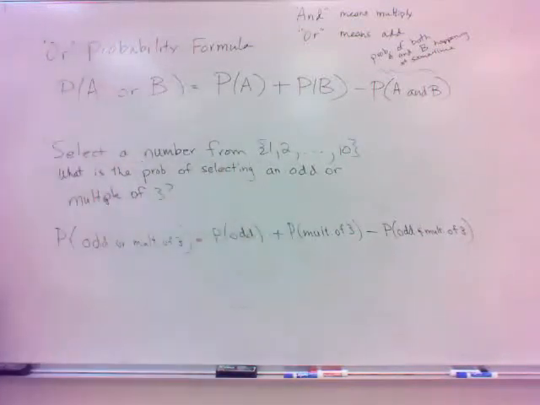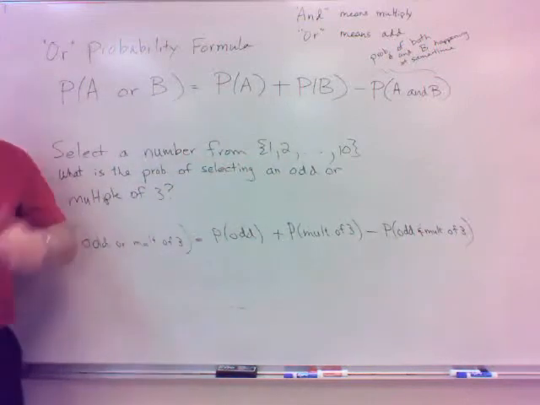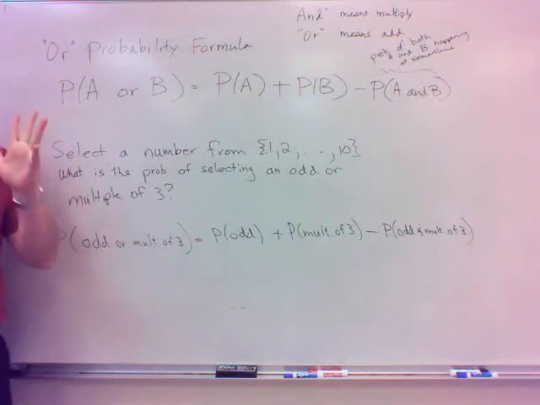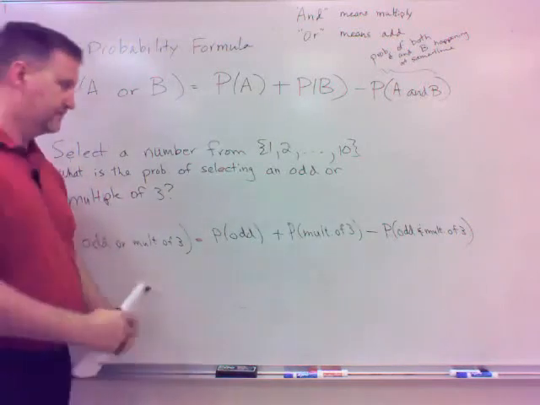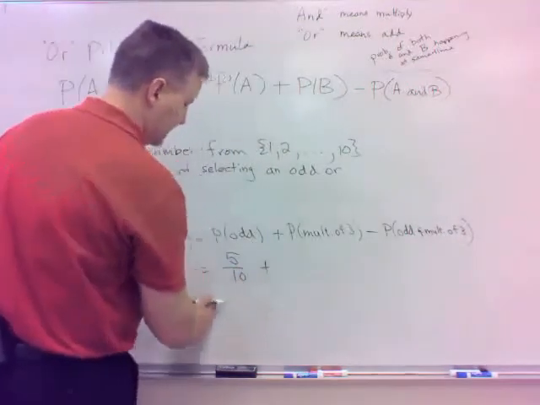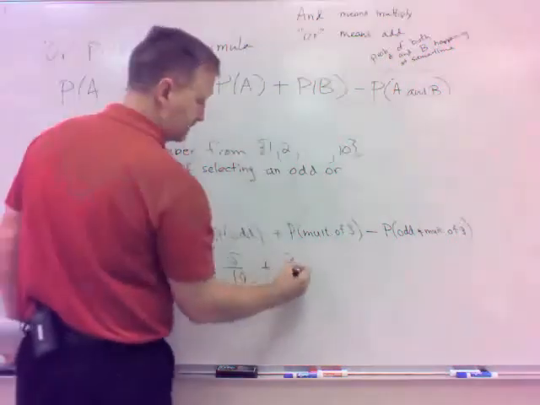All right, so what's the probability that it's odd? Well, we've got 10 numbers. How many of them are odd? 1, 3, 5, 7, and 9. 5 out of 10. Like I said, I'm not going to reduce that in this case. Multiple of 3, how many are multiple of 3? 3, 6, and 9. So 3 out of 10.